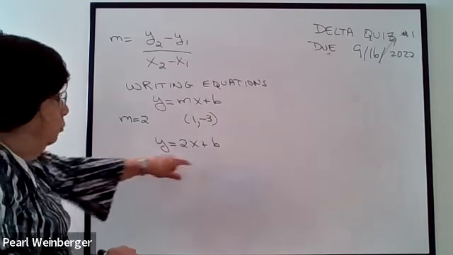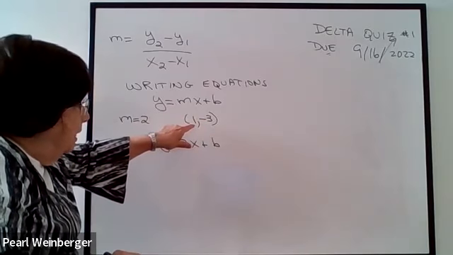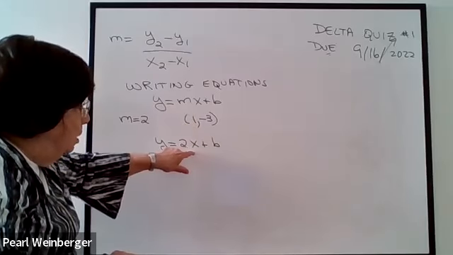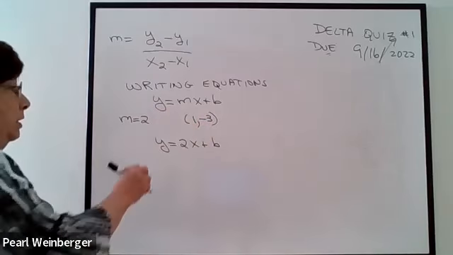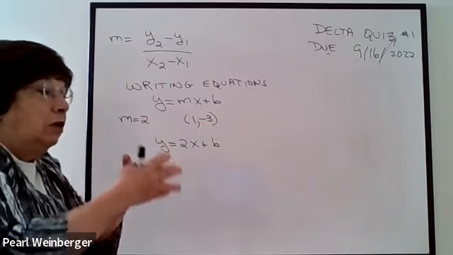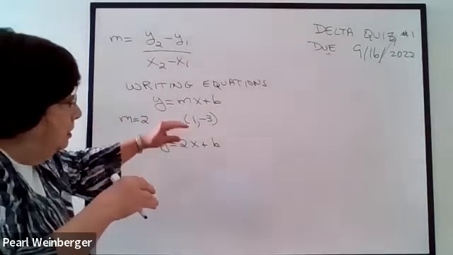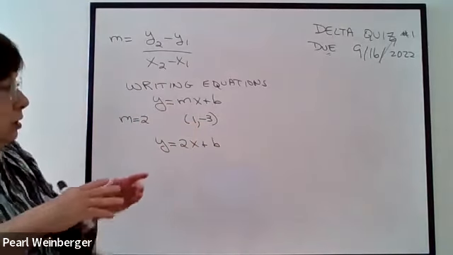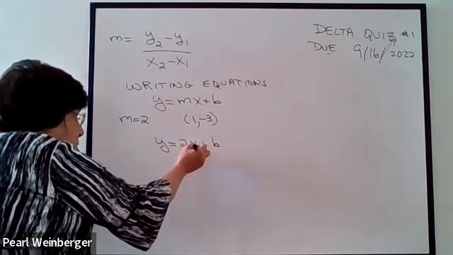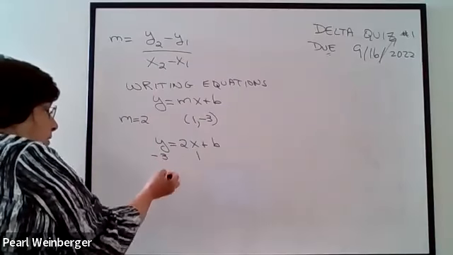Why? Because in order for this to be a point on this line, you have to be able to put in the x as 1 and the y as -3. That's what it means that a point is on a line: when you take the x and y values of the point and stick them into the equation, it works. So let's stick in the x to be 1, and the y to be -3. Let's see what we have.